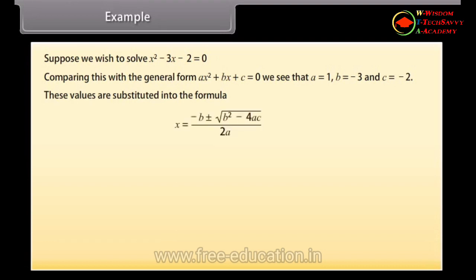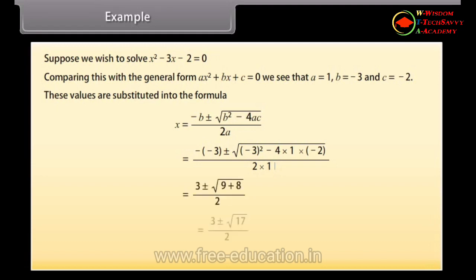It becomes x = (-b ± √(b² - 4ac)) / 2a, which is equal to (-(-3) ± √((-3)² - 4 × 1 × (-2))) / (2 × 1). By calculating it, we get (3 ± √17) / 2. These solutions are exact.